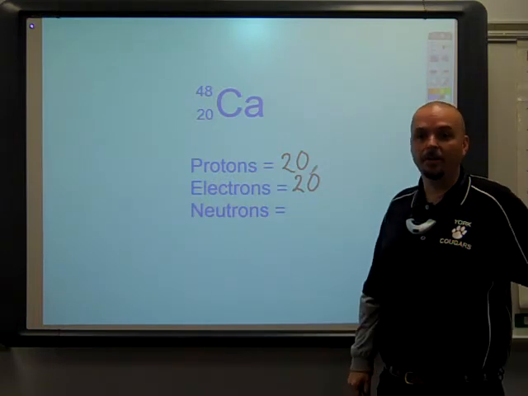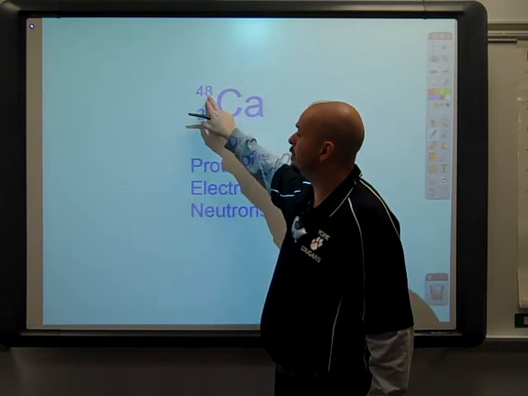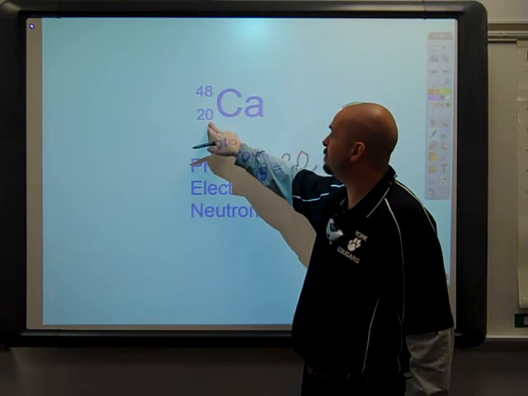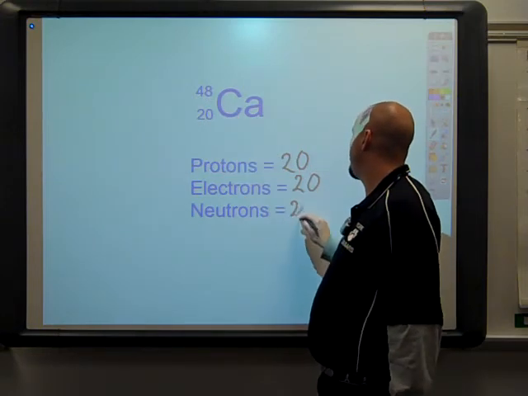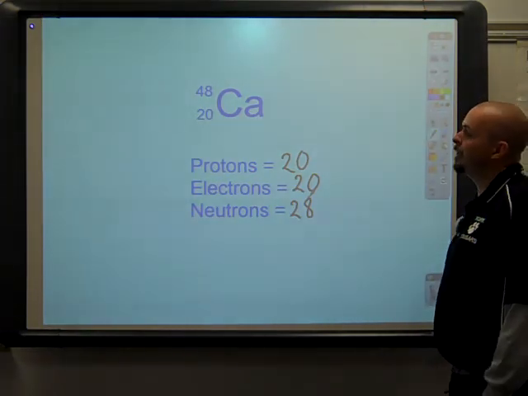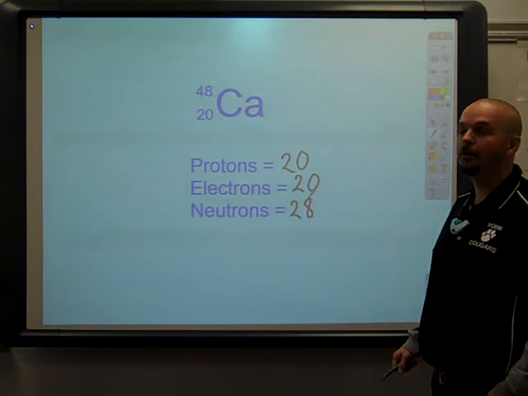The neutrons, again, ignore the table. Go with the information I give you. You have to use this mass, the 48. Take the mass minus the atomic number, top number minus bottom. 48 minus 20 is 28 neutrons. Again, the key here is just to ignore the periodic table when these numbers are written to the left of the symbols.